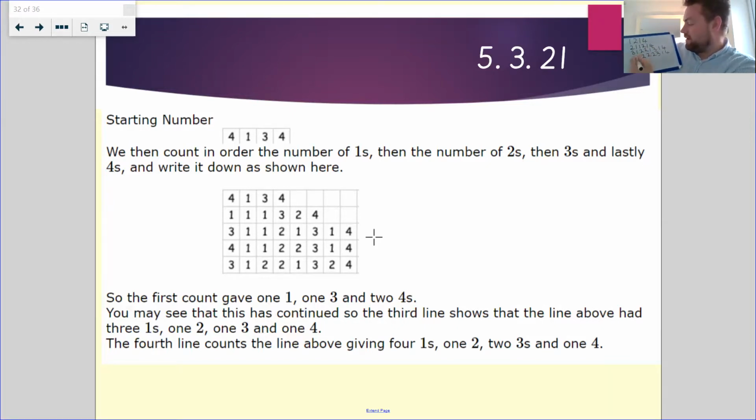How many 1s have I got? I've now only got 2 ones. How many 2s have I got? 1, 2, 3. I've got 3 twos. How many 3s have I got? I've got 2 threes, and I've got 1 four. And then I keep on going, okay? So you can see what I've been doing there. And you keep on going and going.